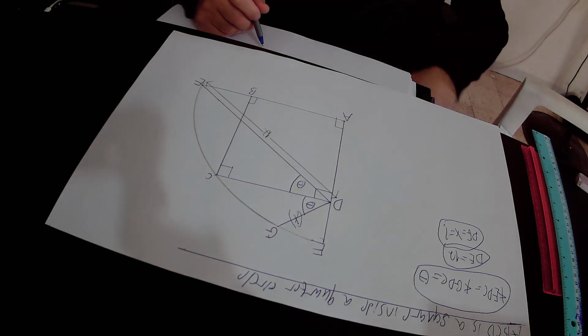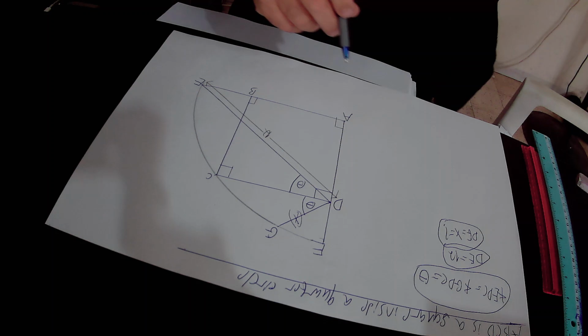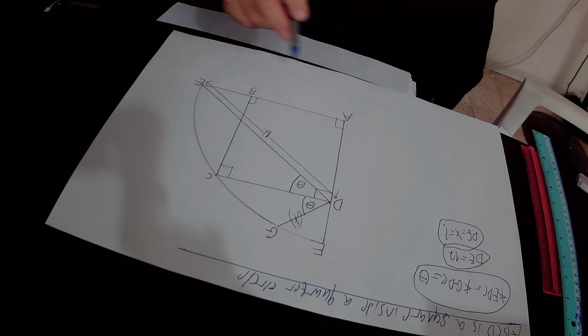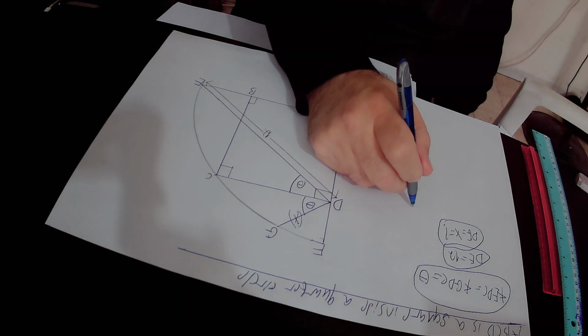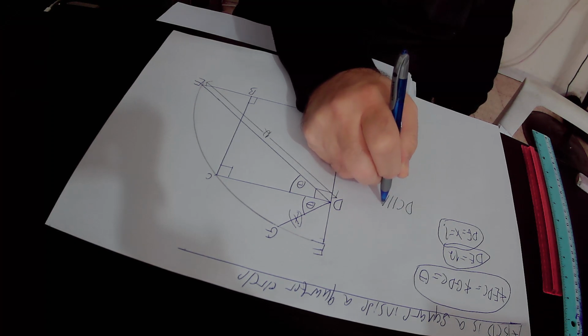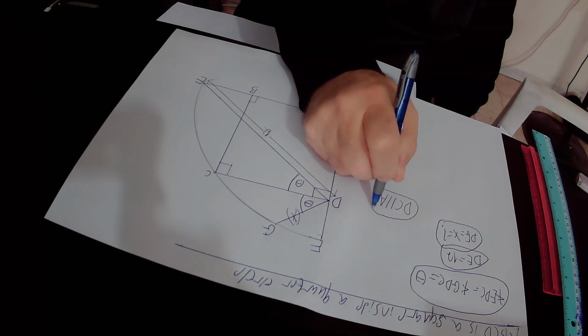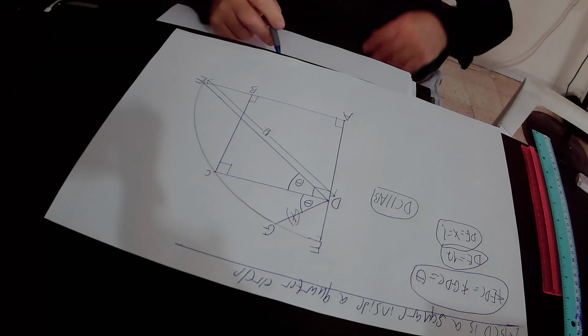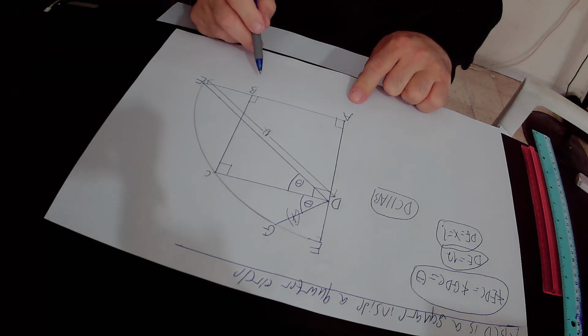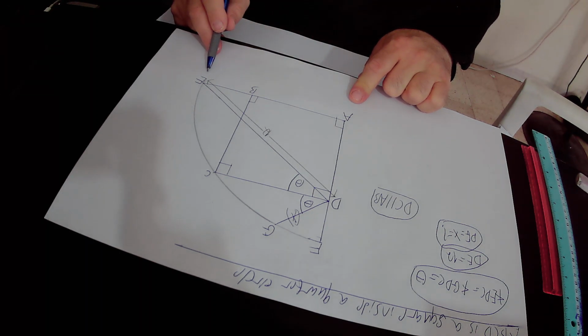In addition, we know that the opposite sides of a square are parallel to each other. So in square ABCD, side DC is parallel to side AB. So DC is parallel to side AB in square ABCD. But AB is part of the straight line AE.